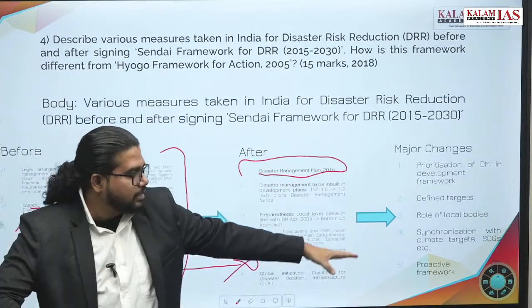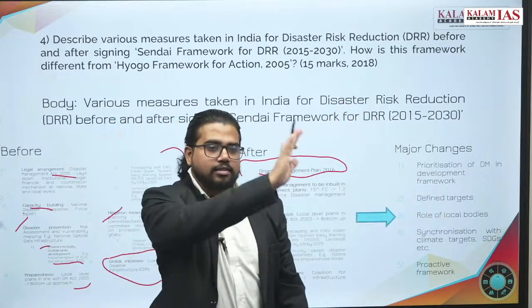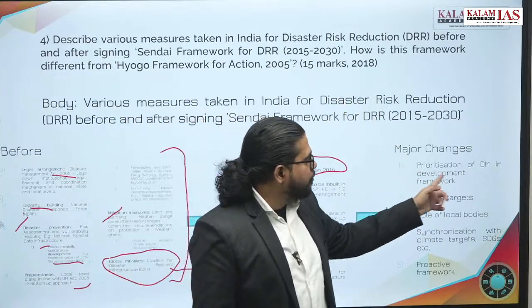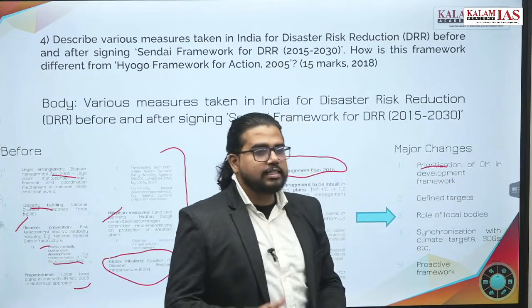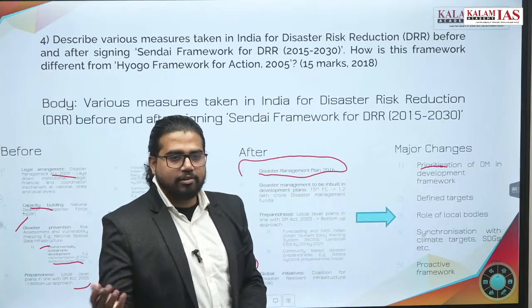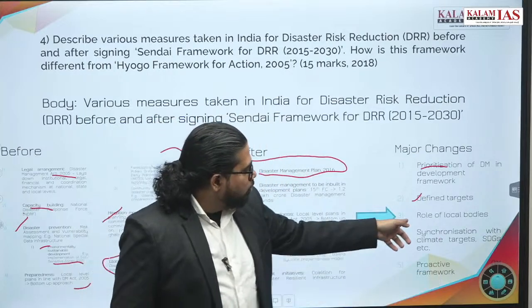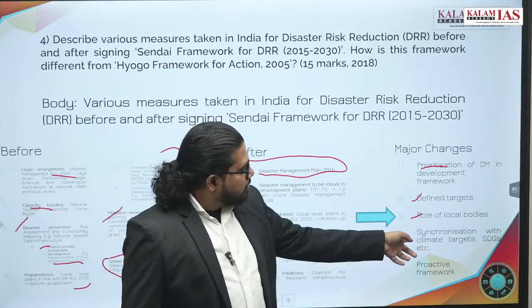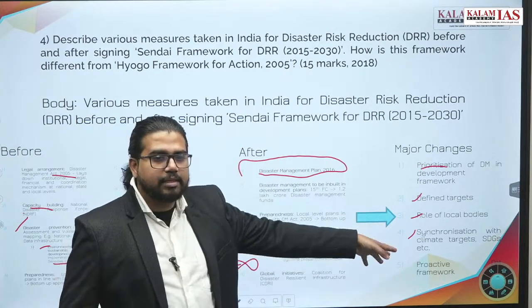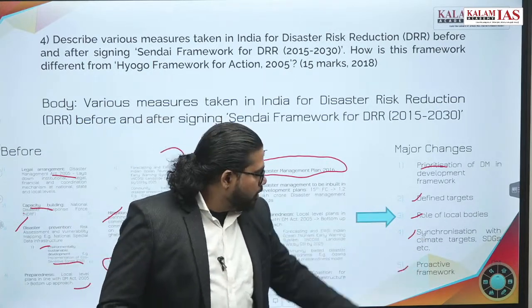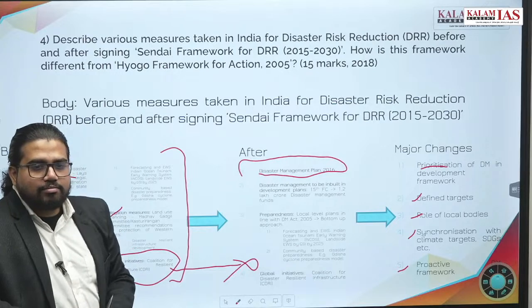Now these are the major changes we can see over the years. We are going from more prioritization of disaster management in the development agenda. We have a clear set of targets. The role of local bodies is increasing. There is synchronization with SDGs and climate change targets. And a proactive framework, which we've already been talking about all day.